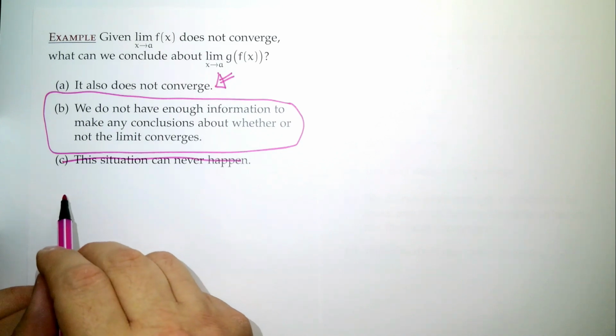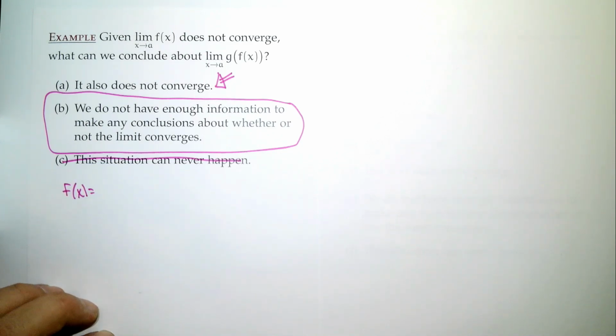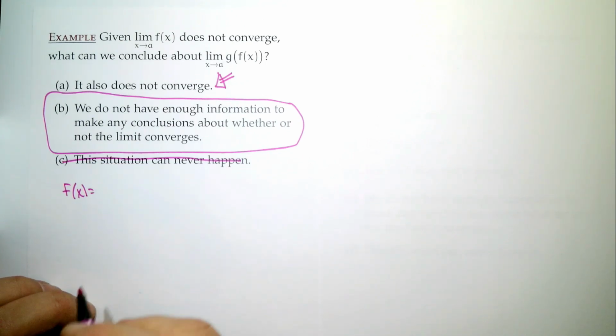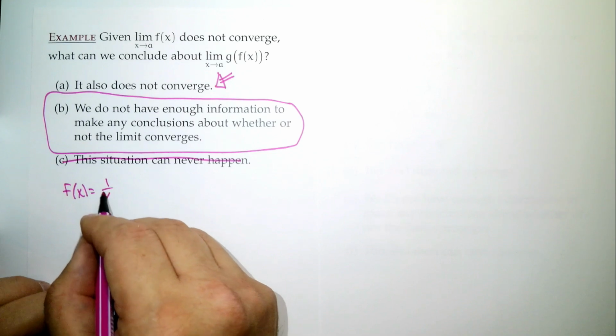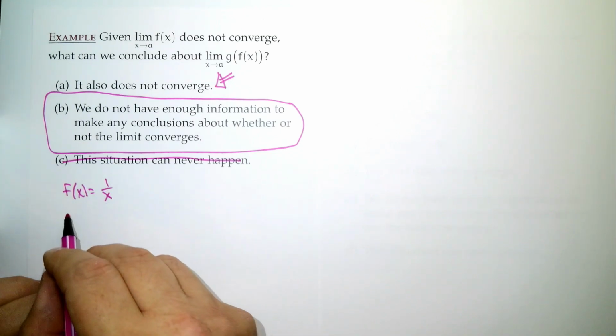So you might have a function. We can actually make up functions like f of x. Let's just pick our favorite function which doesn't converge. Anyone have a favorite function which doesn't converge? 1 over x? That's great. It's a wonderful function. Now, here, that's perfectly valid.